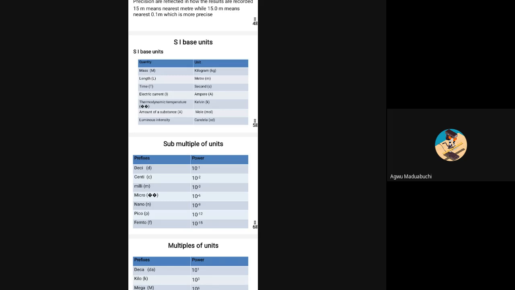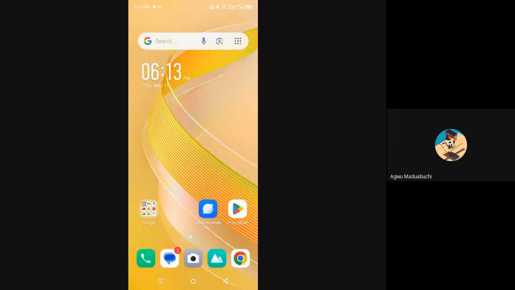Now, this is what I'm saying. You know that there are times that when you are doing calculation, you solve problems with units that are not SI units. For example, mass that I'm talking about now, maybe you calculated your mass in grams. Okay, let me give you an example of what I'm saying.